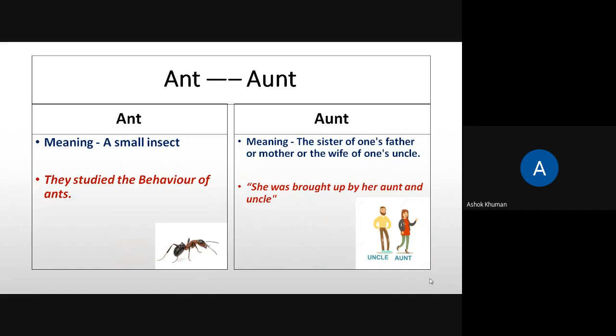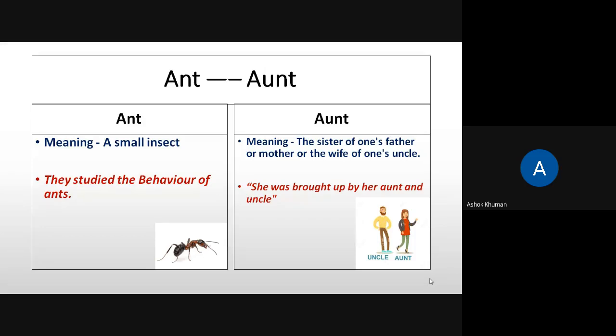Okay. Very simple. Ant means a small insect. They studied the behavior of ants. Ant and aunt. It is called ant. Sometimes it is pronounced ant and sometimes aunt. Sometimes it is British and American pronunciation. Sometimes they are the same, sometimes they are different. In spelling also.